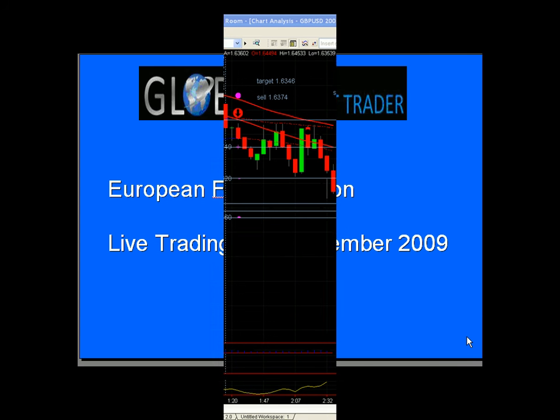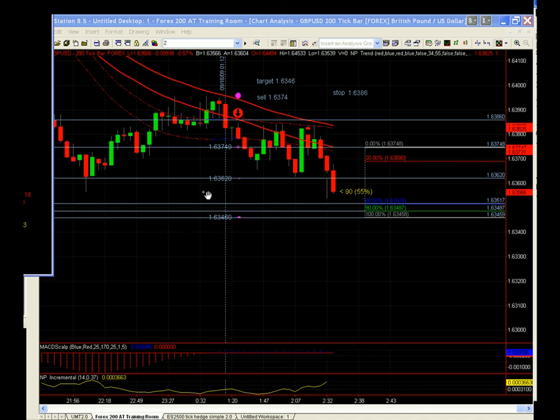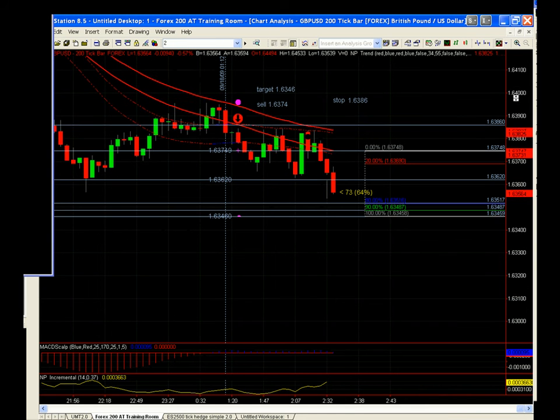So our target, so we got short at 63.74, hard stop was at 63.86 plus the spread, which we didn't mention in the room, but we will be making a note of that to be referring to that from now on. So our target there is at 63.45 on the pound US dollar.